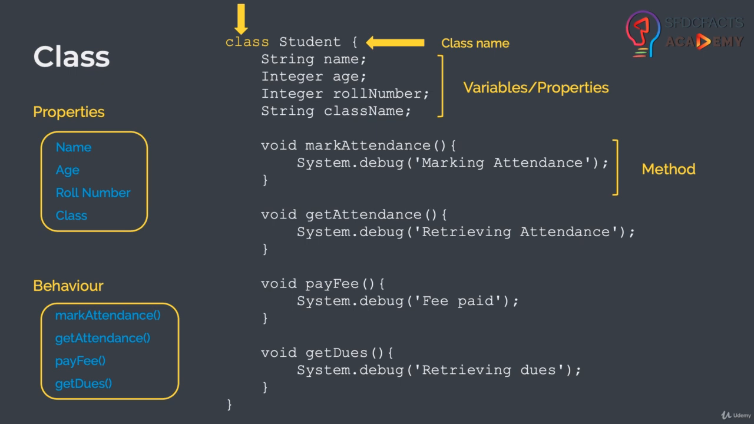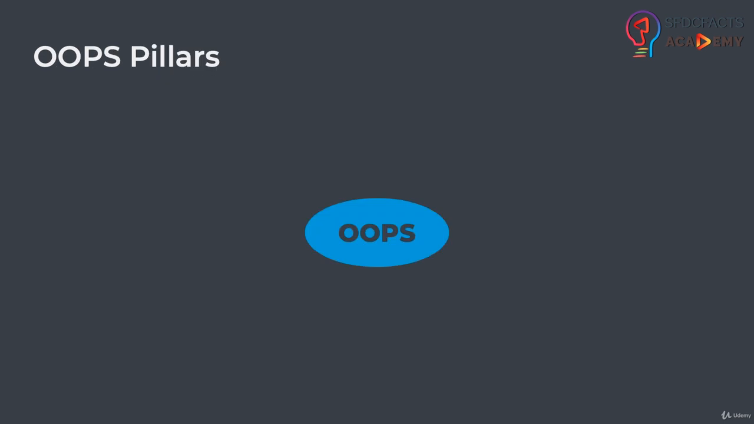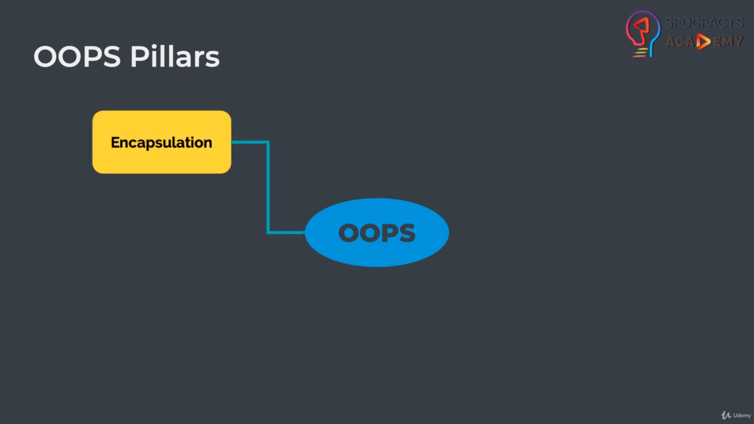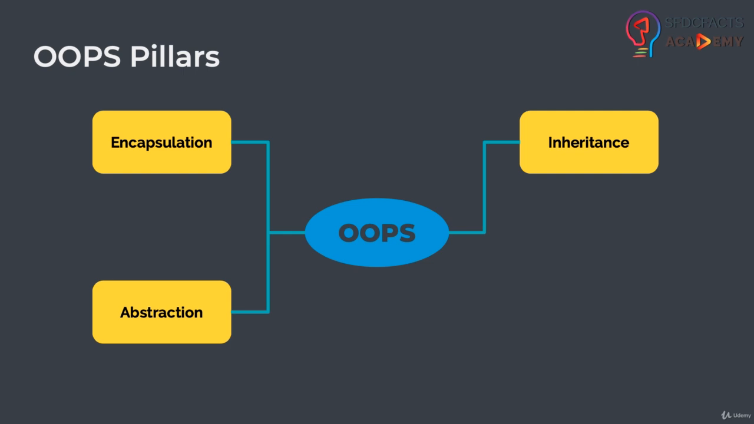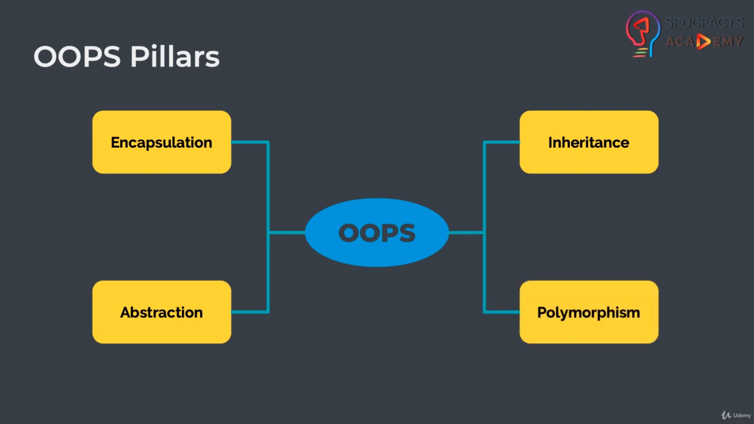Now let's move on to discuss the pillars of OOPS. OOPS has many concepts, but it has four main pillars. The first one is encapsulation, which is about bundling your code. The second is abstraction, which is about hiding your code. The third one is inheritance, and this one is about designing your code layout. And the last one is polymorphism, which is about giving multiple definitions.